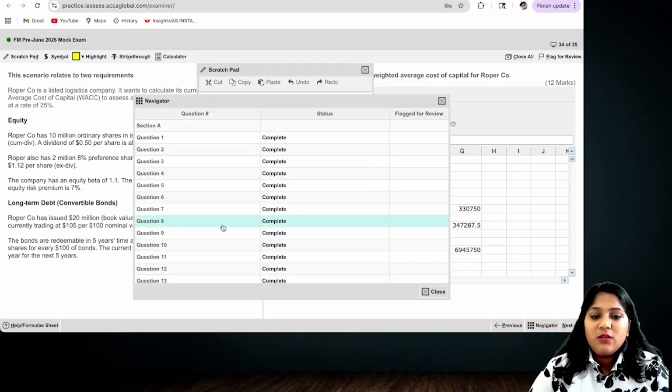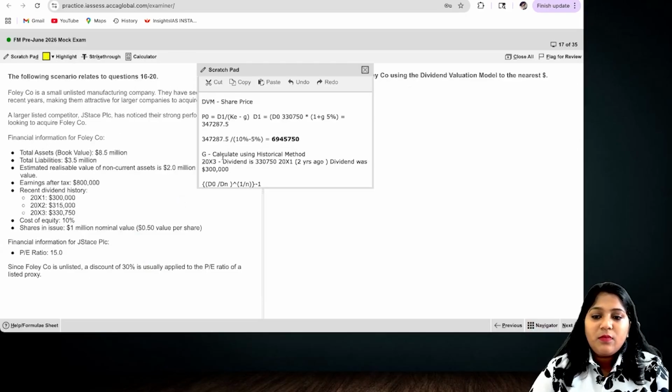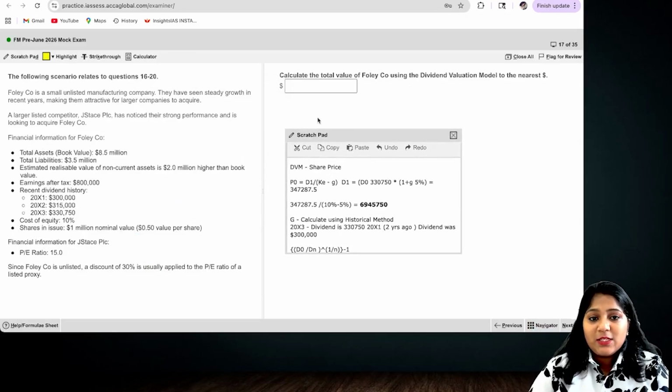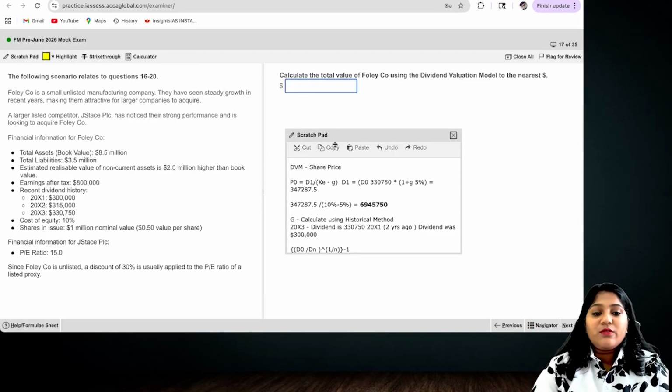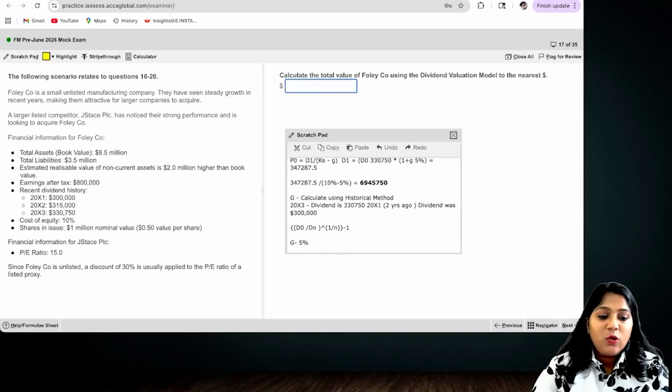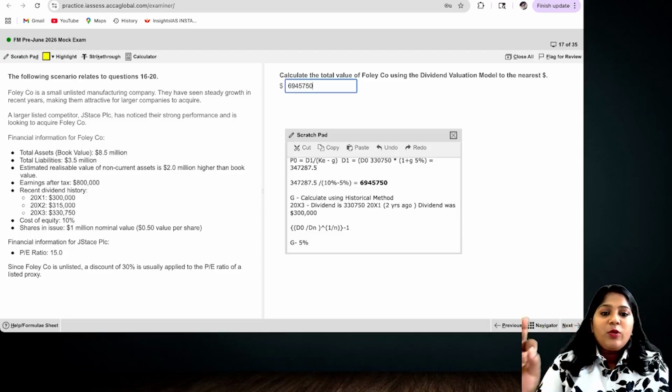Correct. Go back to the question, guys. So since it's a fill in the blanks question, you have to be very clear. That's the reason I've used the spreadsheet, and you guys also please use the spreadsheet for that point. So what will be the answer? It is going to be 6945750. Exactly. Don't put comma, nothing.